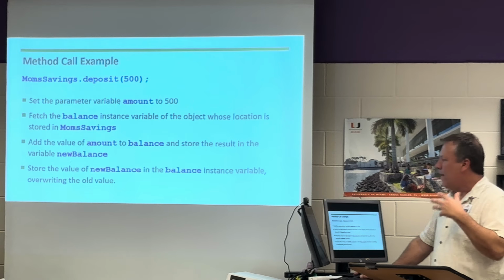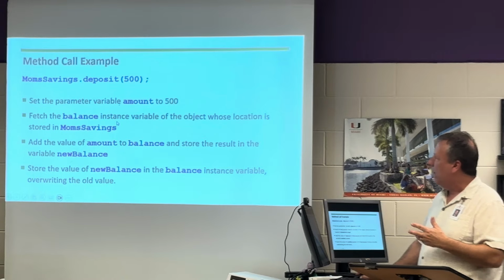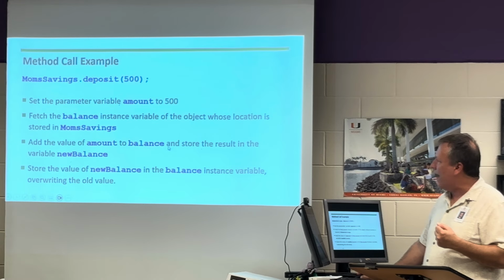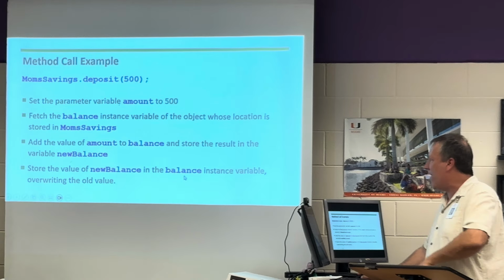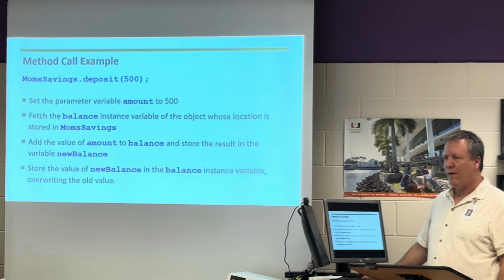All right, so when I say mom savings.deposit, what happens here? It takes my money, my 500, it sets my parameter amount to be 500, the balance instance variable, it retrieves that. It takes the amount and adds it to balance and stores the result in new balance, and then it takes new balance and replaces the balance instance variable, overriding the old value. Done. Made a deposit. That's how it works.